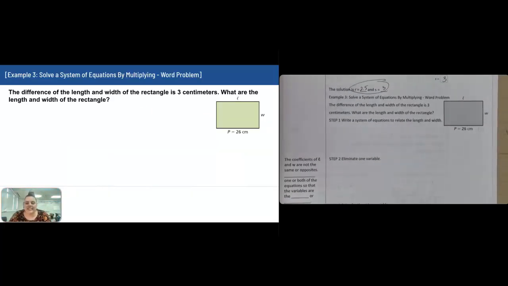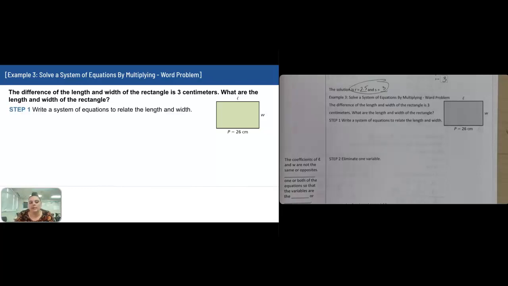Let's take a look at our final example, solving a system of equations by multiplying. So we saw how we can add and subtract, and now we're looking at the situation of what if we don't have something that matches up right away. So here we have a problem. The difference of the length and width of a rectangle is 3. So that means our length minus our width is 3. What are the length and width of the rectangle? We can see it gives us the perimeter is equal to 26.